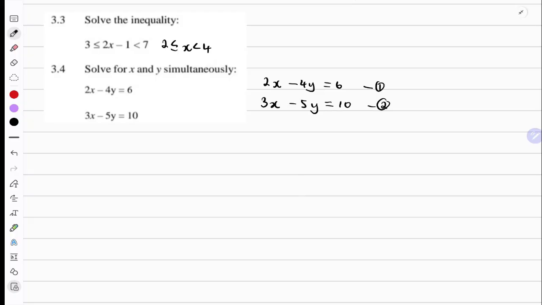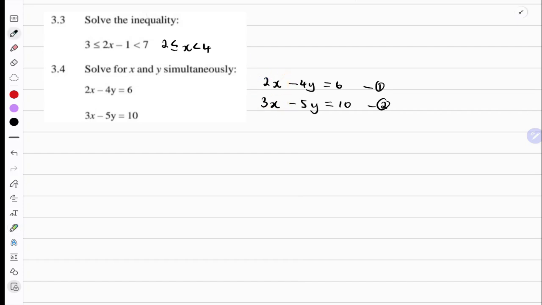So the approach that we're going to use for these given equations is the elimination method. We're going to try and eliminate x or y, but in order for us to do that, we need to have the coefficients for x or y to be the same. So we need to manipulate. So I think let's work with x.